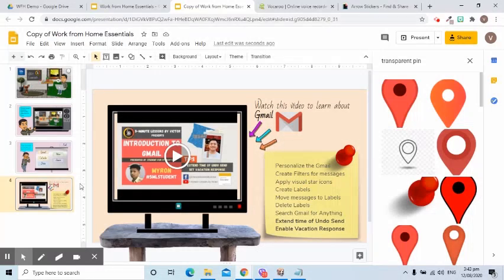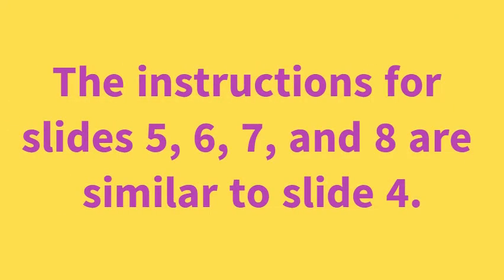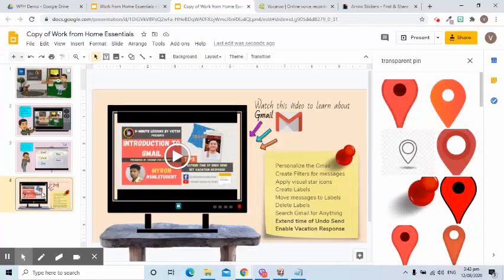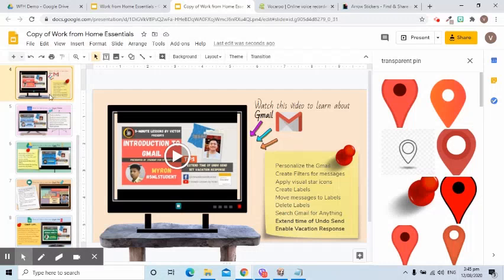Now let's add the 5th to 8th slides. The instructions for slides 5, 6, 7, and 8 are similar to slide 4. You just have to add images, text boxes, stickers, and YouTube video like what we did in slide 4. Now I have added the tutorial videos from the 4th to the 8th slide.